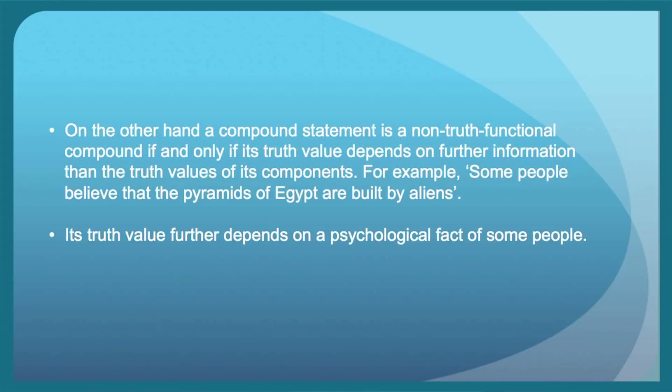Okay, getting my point? In a truth functional compound, the truth value depends on the truth values of its components. Here, I have given you the example that some people believe that the pyramids of Egypt are built by aliens. Its truth value further depends on a psychological fact about some people.